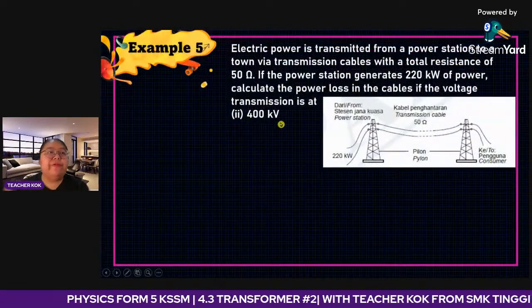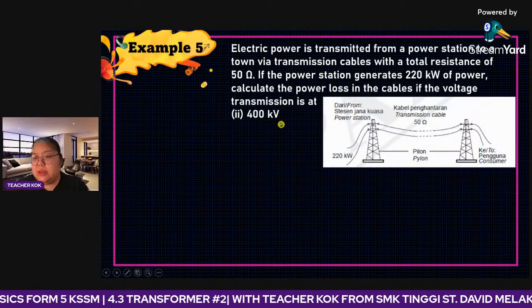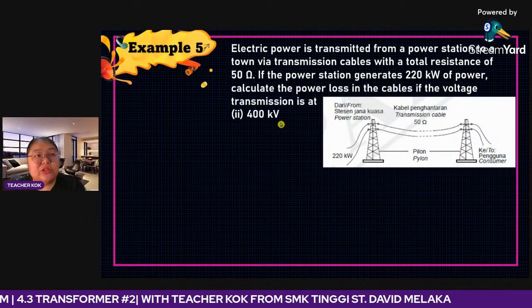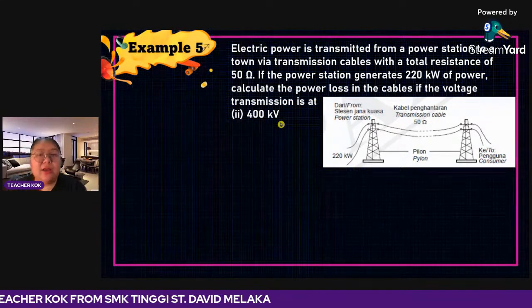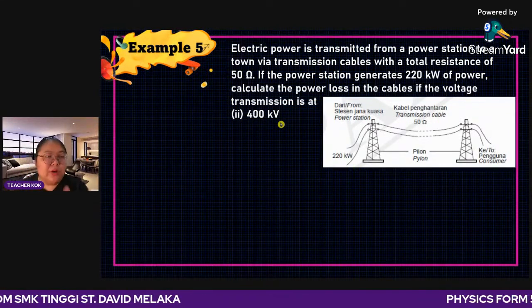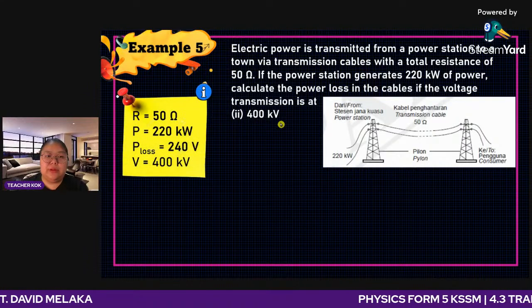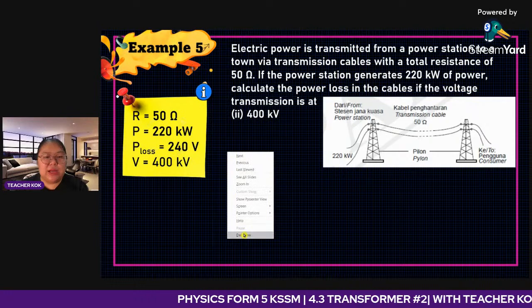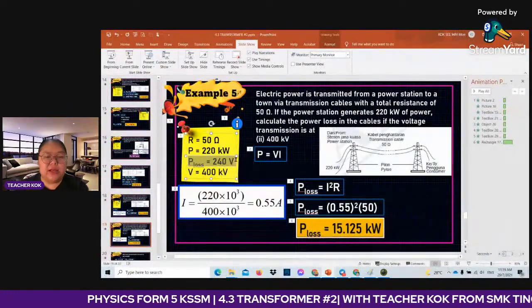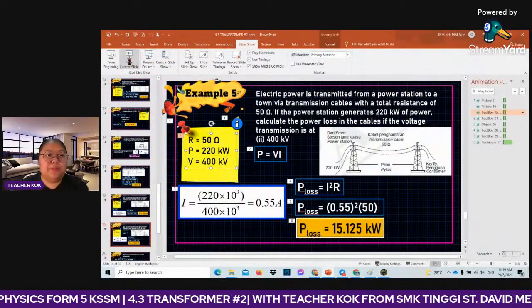I make it become 400K. I'm using a transformer to step up 11K to 400K. Now you tell me, how much is the power loss? The same process. Again, I copied this one wrong, just cancel this one. Okay, power loss.